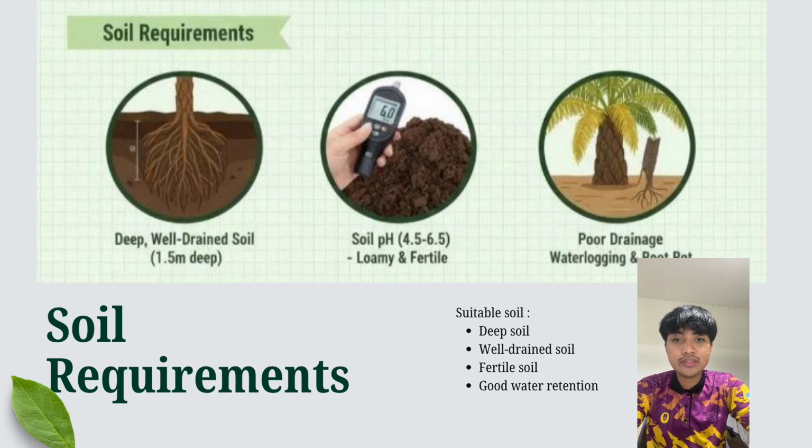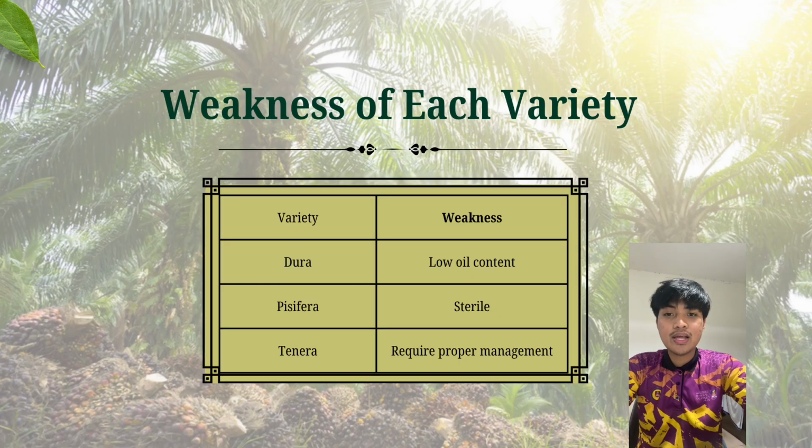Good soil structure allows the roots to spread easily and absorb water and nutrition efficiently. Poor drainage or compact soil can affect root growth and reduce palm productivity. And lastly is the weakness of each variety. Each oil palm variety has its own weaknesses. Dura has thick shells and low oil content, making it less suitable for commercial oil production.